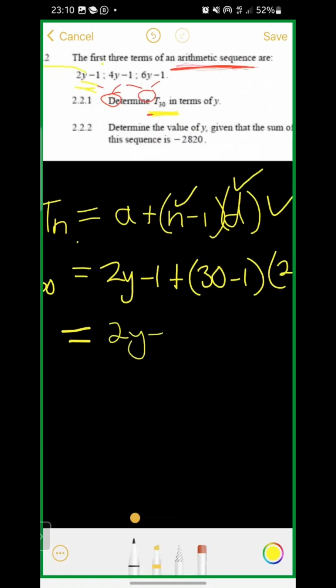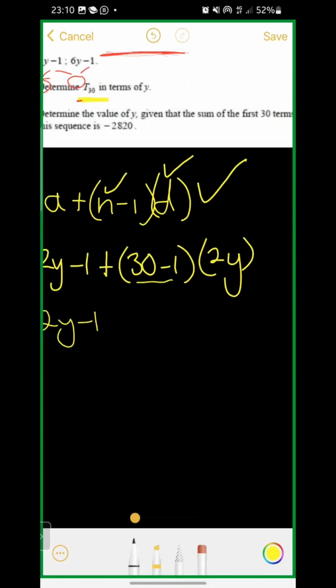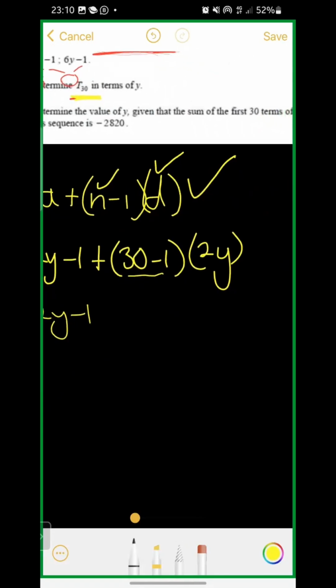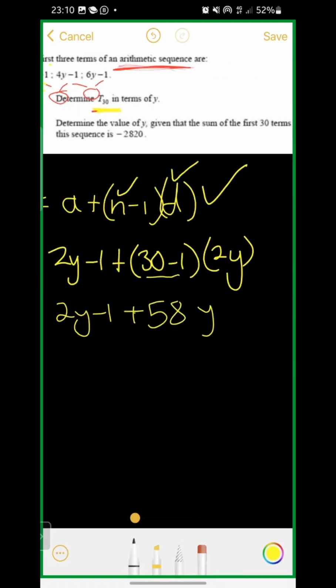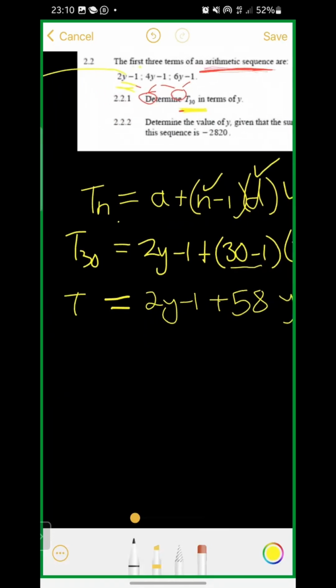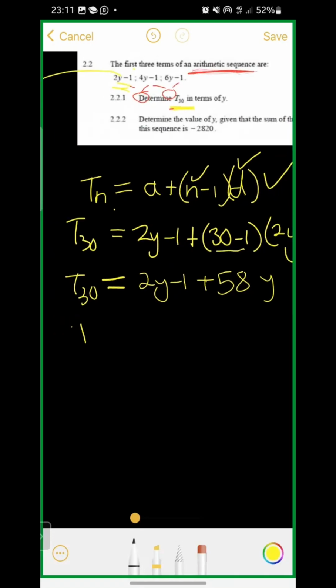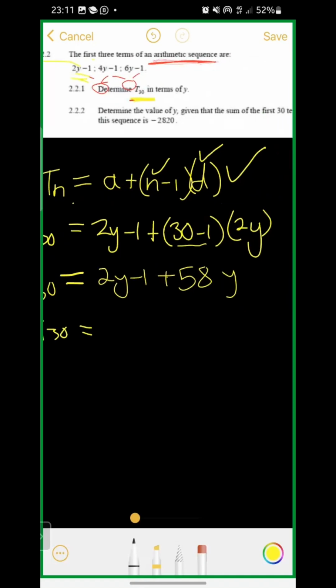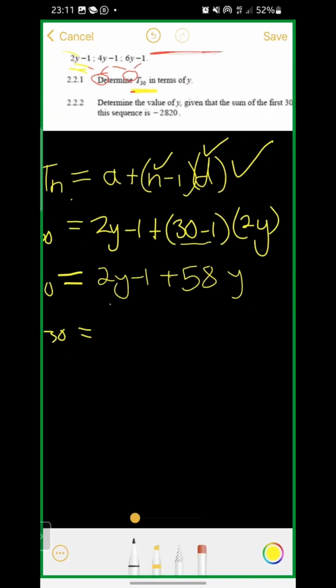So let's keep this as 2y minus 1 here, and 30 minus 1 is 29. So 29 multiplied by 2y is 58y. So we have 58y there, and we see some like terms. So let's operate that one and find it in terms of y. Therefore, our T30, operating it fully, we have 2y and 58y, which is 60y minus 1.